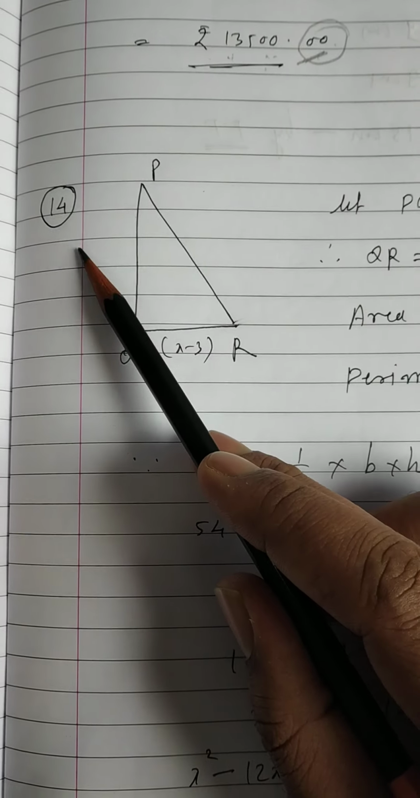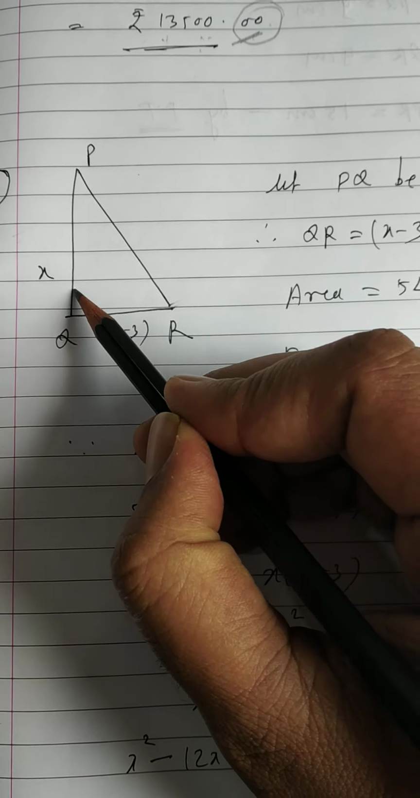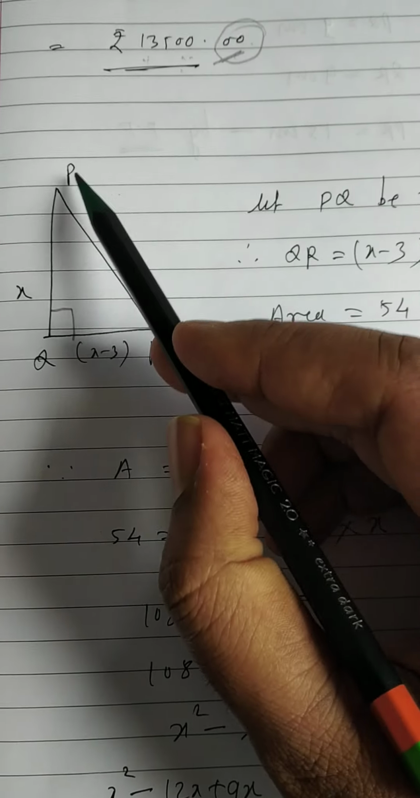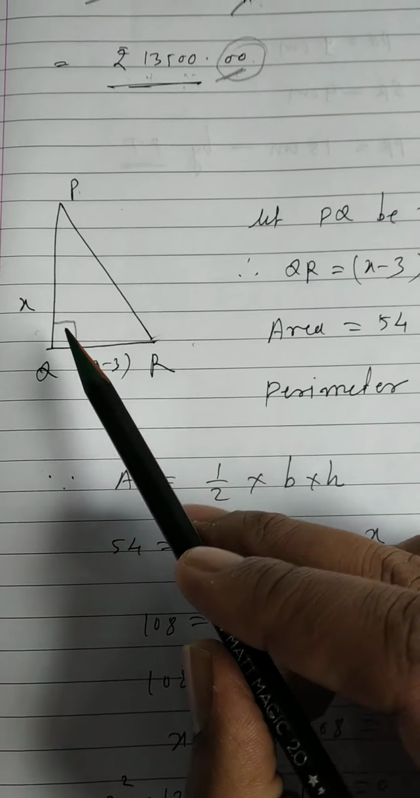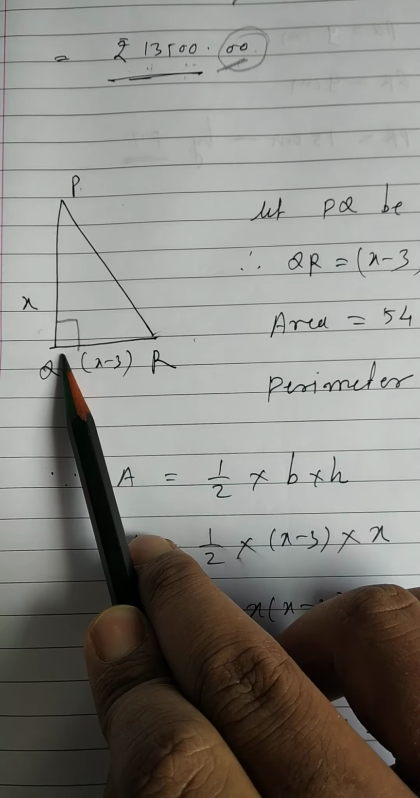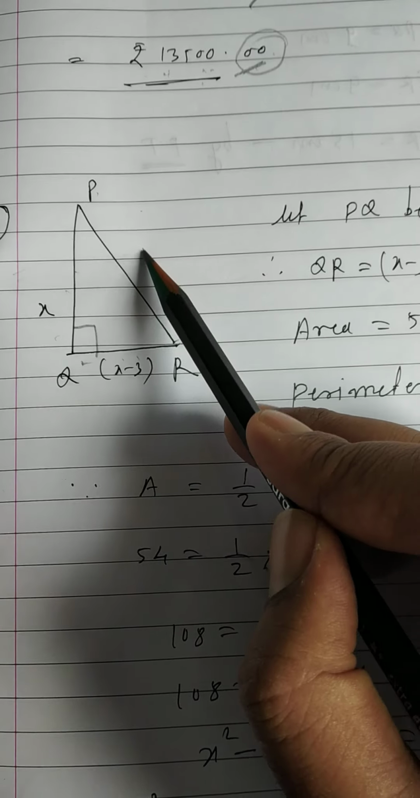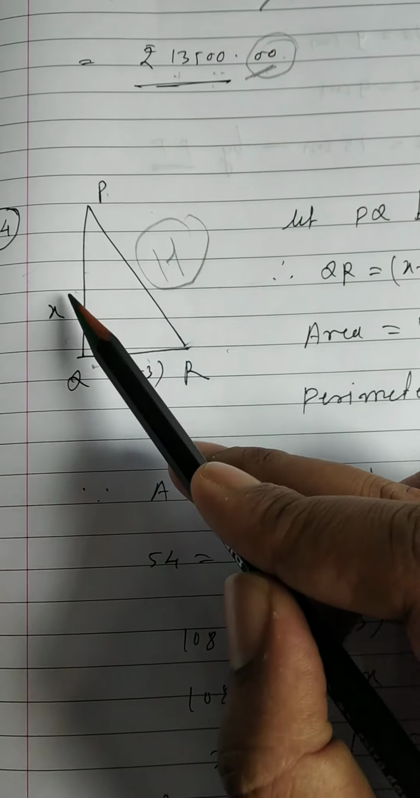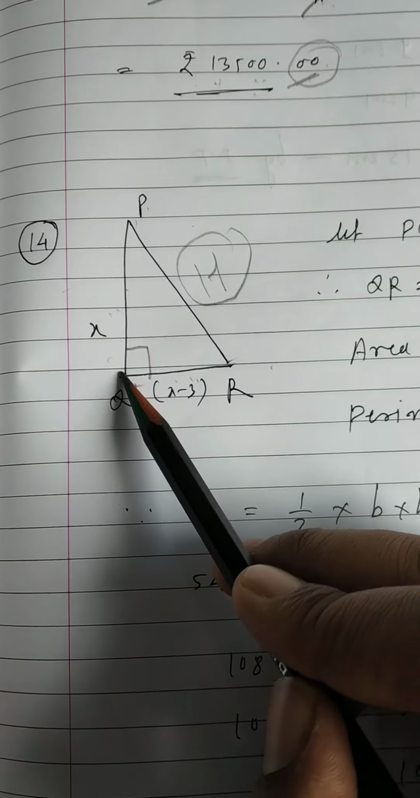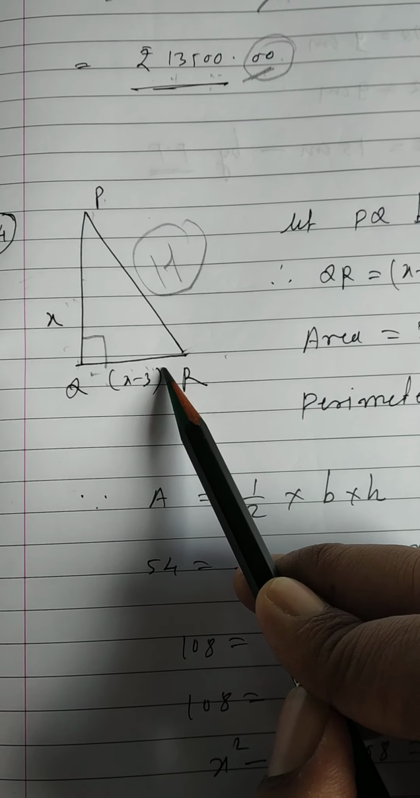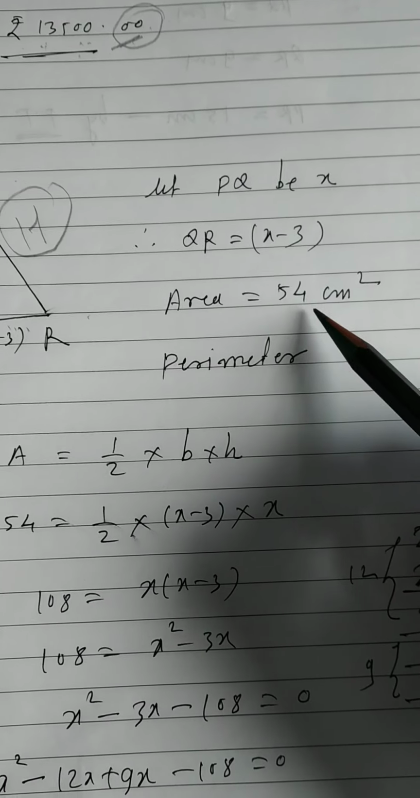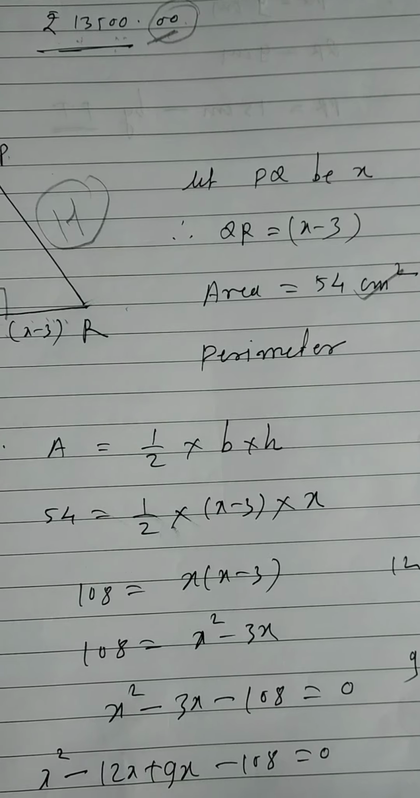We'll go for one more application. You have been given question number 14. The difference between two sides. It's given that PQR is a right angle triangle and one angle in it is 90. The difference between two sides is given as 3. So let one side be X and the second side will be X minus 3. And in the question the area is also given, that is 54 centimeter square.